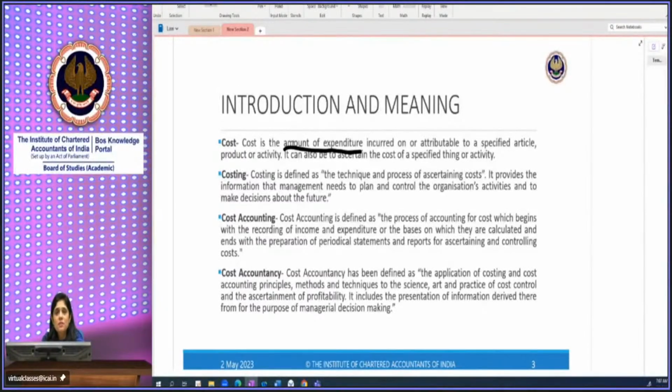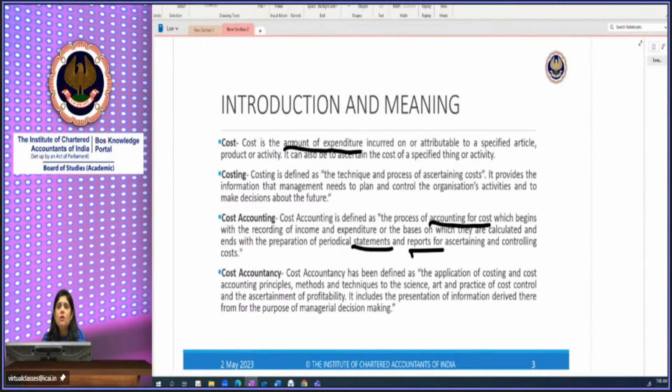Cost accounting. Now, cost accounting is, as the name suggests, accounting. So it's a recording of cost. All right. In different ways, we record the cost, we make different formats, we make different reports, we make different statements for management decision making. So cost accounting, as the name suggests, it's the process of accounting for cost. So it's accounting for cost, which begins with recording of income and expenditure and preparation of periodical statements and reports for ascertaining and controlling costs.